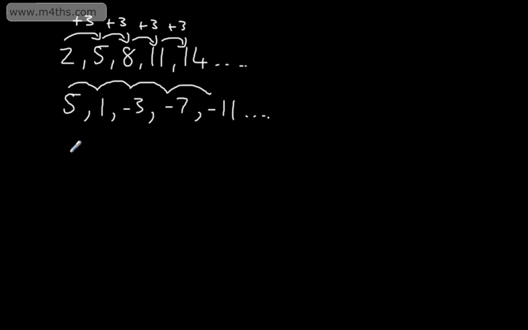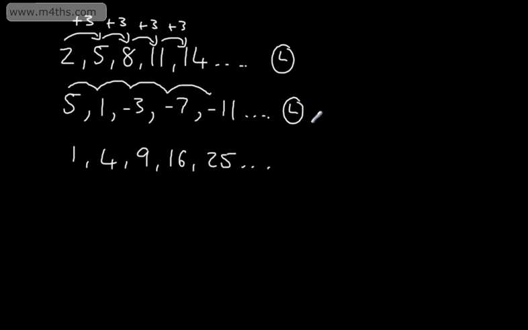Examples of sequences that are not: if we have, for example, 1, 4, and then we have 9, 16, 25 and so on and so forth, this isn't increasing by a fixed amount. These are the square numbers. So we could say that this one is linear, this one is linear or arithmetic, and this is not linear.